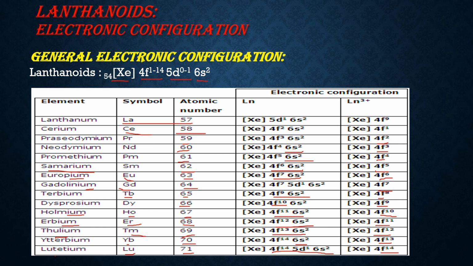Now children, you need not learn all the elements and symbols, but you should know that the series starts after lanthanum, and the general electronic configuration. And the first member and the last member: first member is cerium, its atomic number is 58, last member is lutetium, its atomic number is 71.